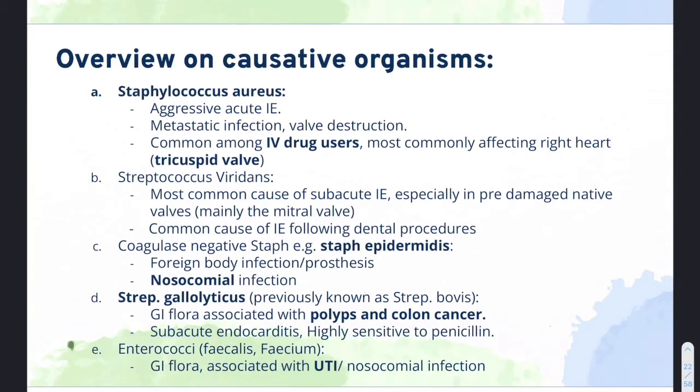Then we have Streptococcus gallolyticus, previously known as Streptococcus bovis. It's a GI flora associated with polyps and colon cancer. So if the patient presented with infective endocarditis and the blood culture shows Streptococcus gallolyticus, you should do colonoscopy. It will lead to subacute endocarditis, highly sensitive to penicillin. So, subacute endocarditis might be caused by Streptococcus, most commonly Streptococcus viridans and bovis. Lastly, we have enterococci. They are GI flora associated with UTI.